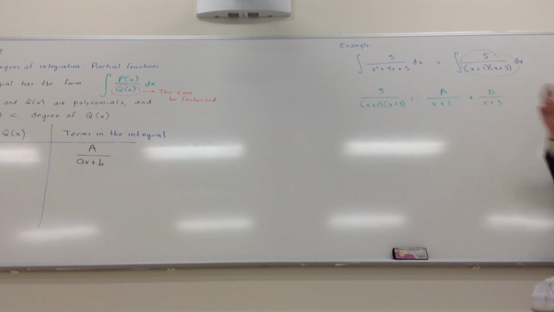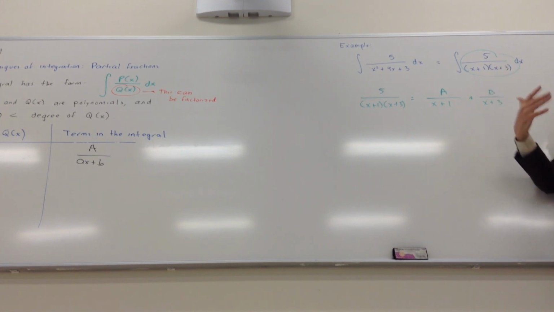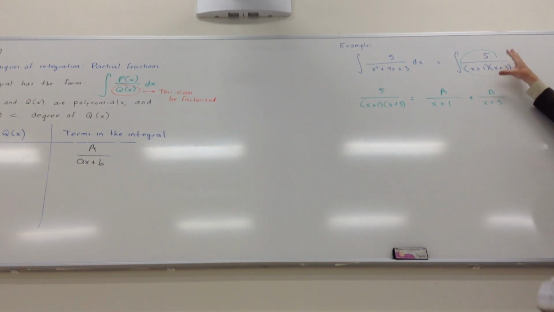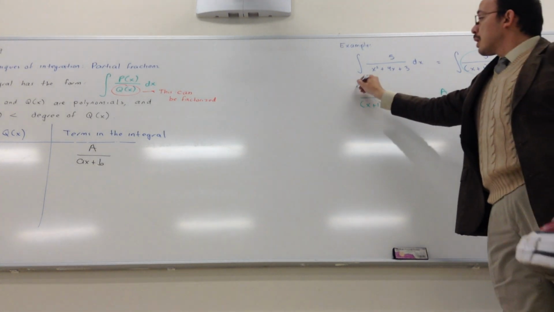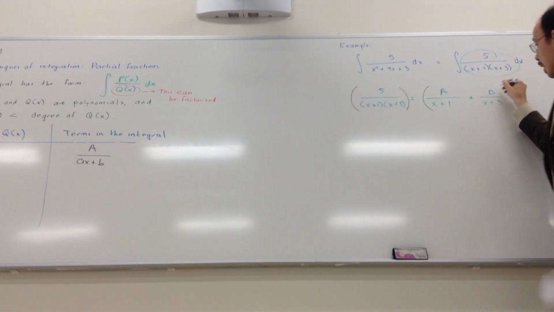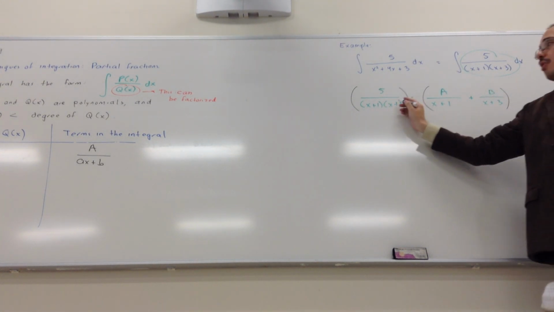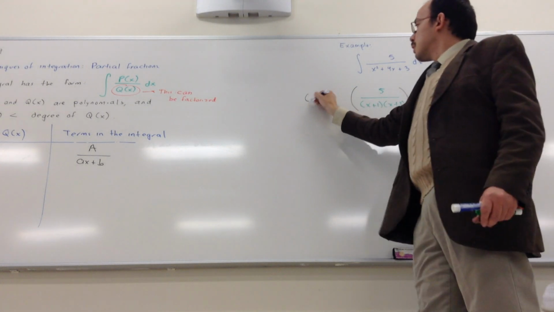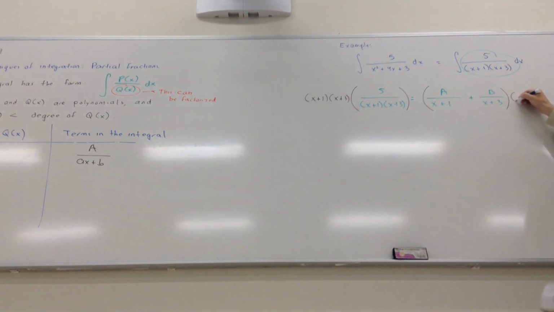Okay? The only problem is that we don't have A and B. We need something to get them. Once I get A and B, we can integrate. So, now we're going to multiply the whole equation, not just this part, the whole equation, by the denominator. The denominator is all of this: x plus 1 times x plus 3, and on the other side the same thing, x plus 1, x plus 3.